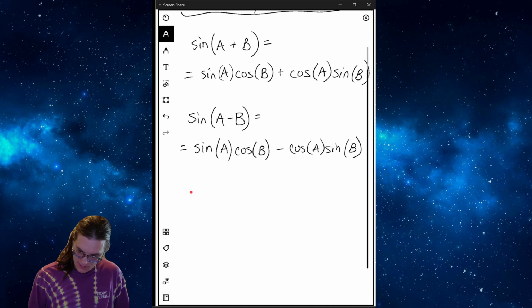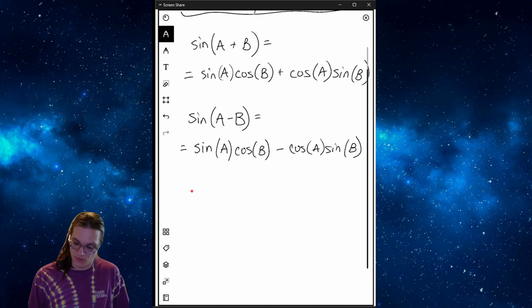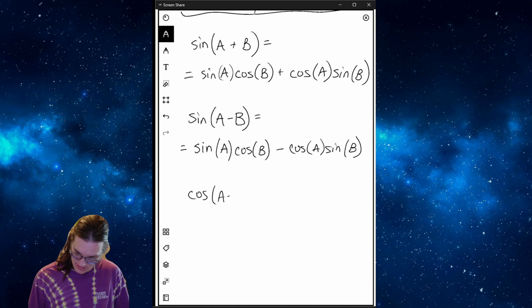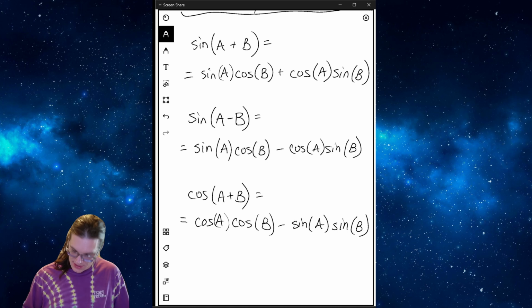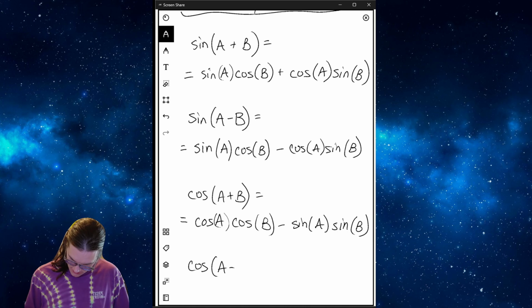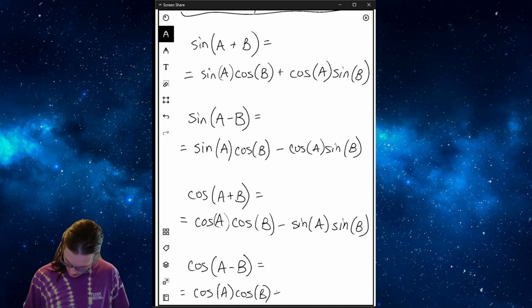All right, and then the next is if you want to do the same thing, but you happen to have a cosine. So the cosine of two angles being added is cosine of A cosine of B minus sine of A sine of B. Remember these are being multiplied together here. And then cosine of the difference of angles is going to be the same thing, but with addition now. Cosine of A cosine of B plus sine of A sine of B.